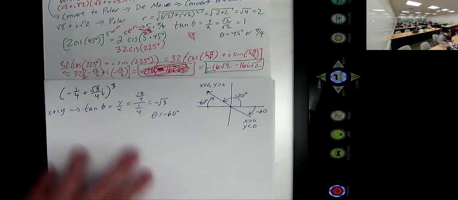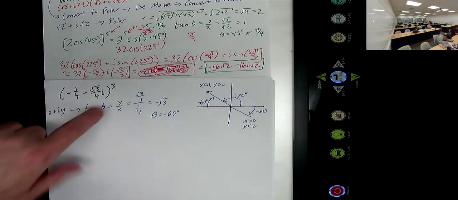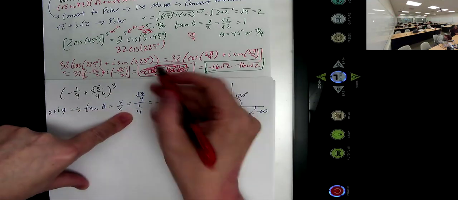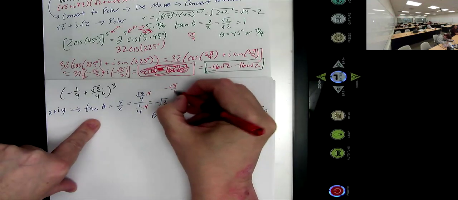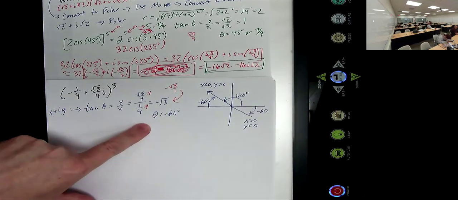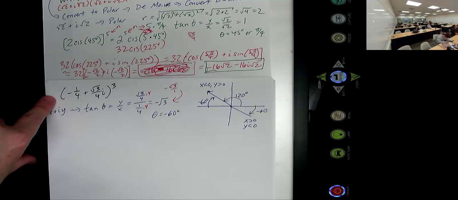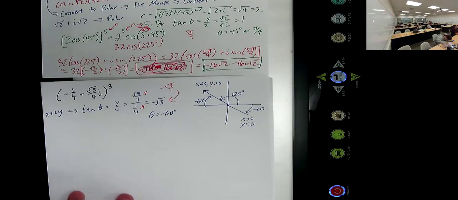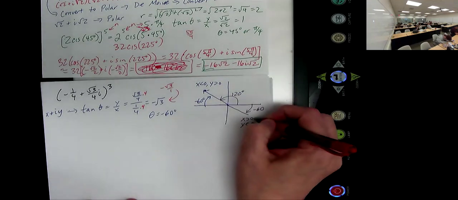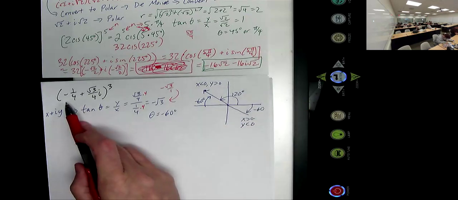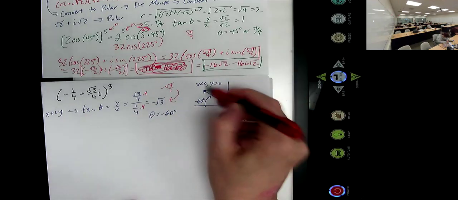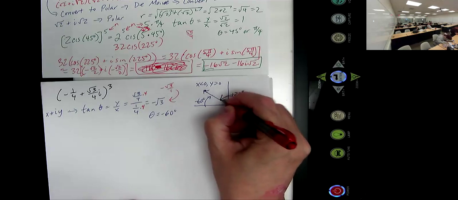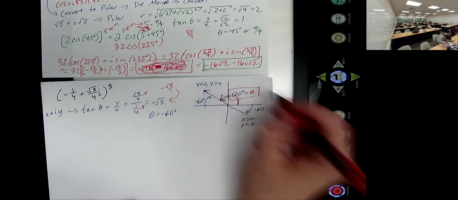Alright, everyone see what we did with the tangent theta? We got y over x. If you divide this, you can multiply top and bottom by 4, and it becomes negative root 3 over 1, which is just negative root 3, and that happens at negative 60 degrees. Now, which negative 60? Negative 60 means going back from the x-axis one way, so two of them pop up. Well, this is x plus iy, x is negative and y is positive, so it's gotta be this one over here. So theta is gonna be 120 that we're gonna use.